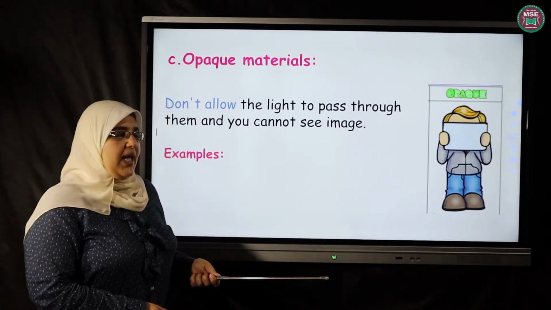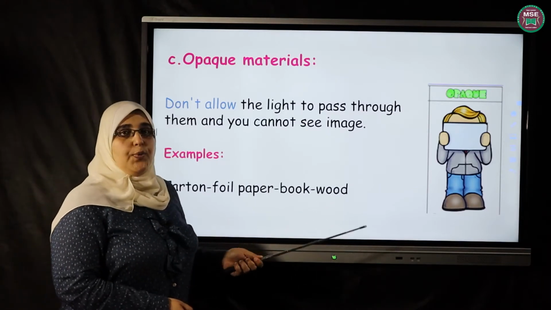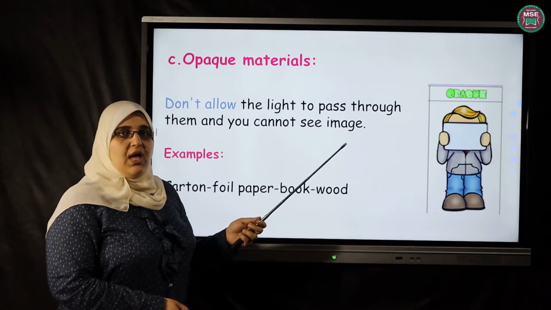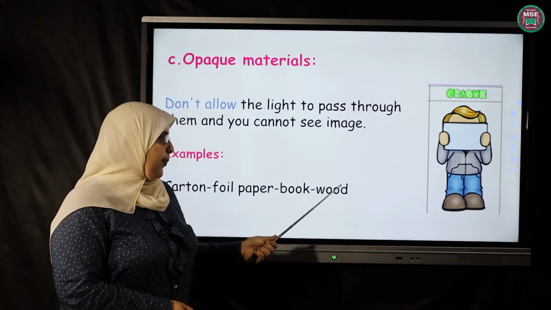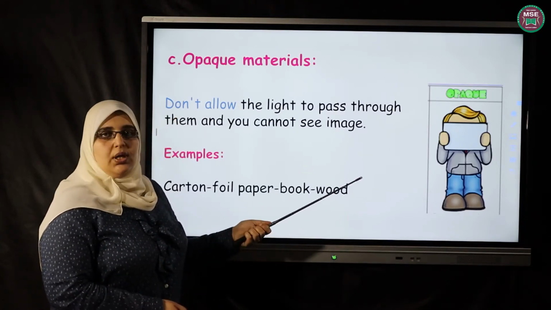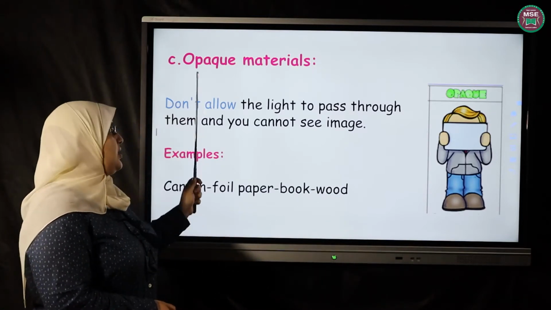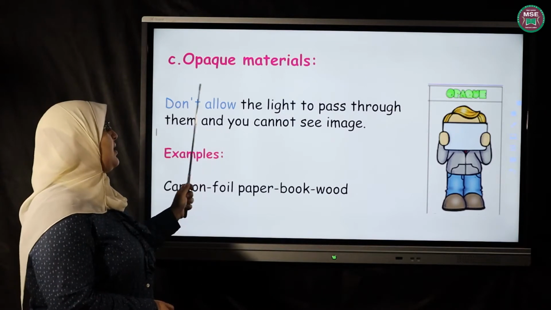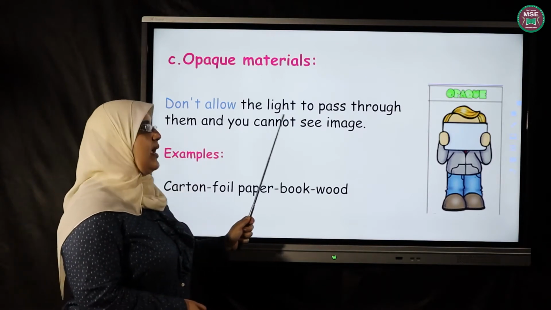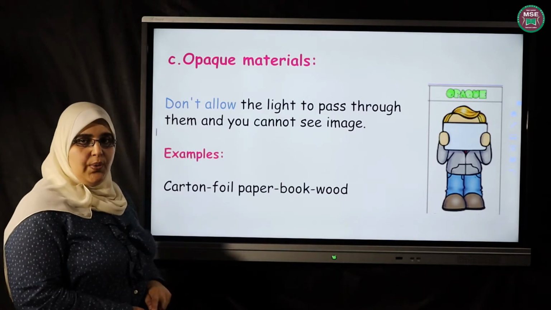Such as what? The opaque materials, such as the carton, the foil paper, the book, the wood. If you are behind the wooden door, you cannot see anything behind it. So the opaque materials are the materials that don't allow any light to pass through them, and we cannot see any image through them.